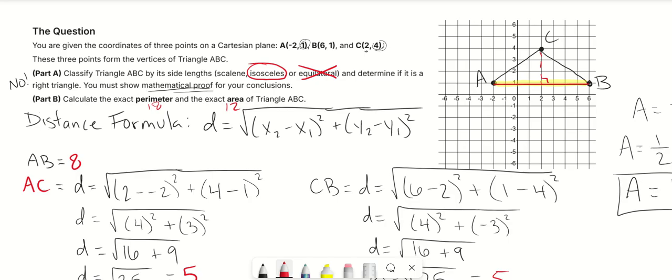So according to AI, this is the most important question that a student in geometry should know how to do. And now you know how to do it.